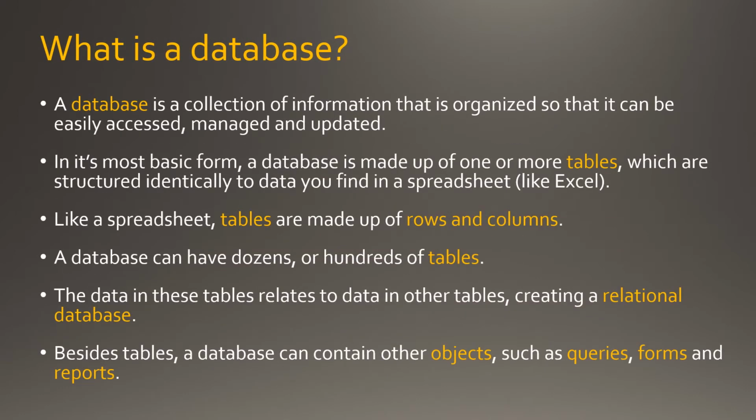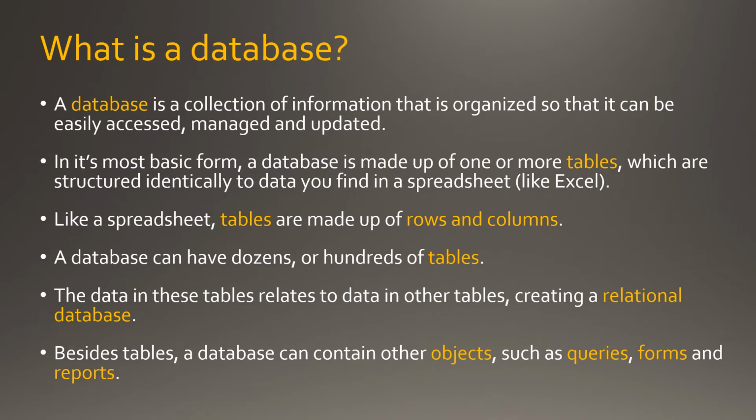So let's define what a database actually is. Generally speaking, it's a collection of information that's organized so it can be accessed, managed, and updated. So in its very basic form, it's made up of at least one or maybe more tables, which we're going to take a look at later. But it's structured the same way as you'll see the structure in an Excel spreadsheet, which you're already familiar with. So just like a spreadsheet, tables have rows and columns.